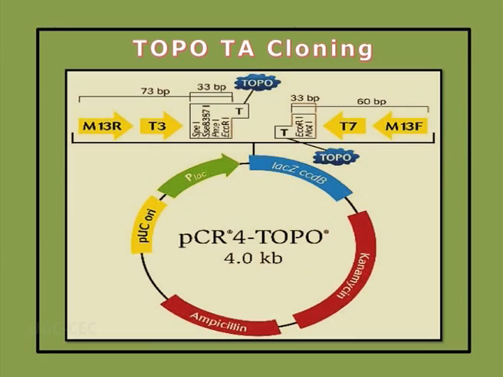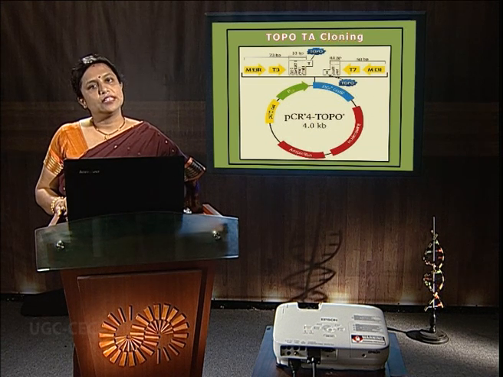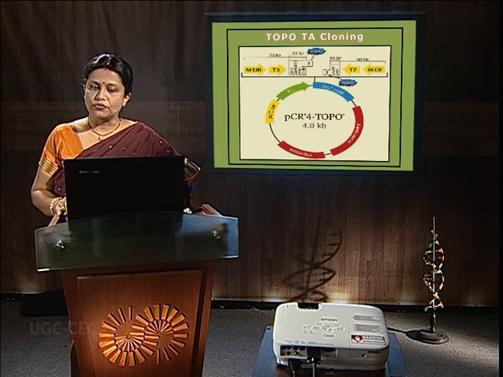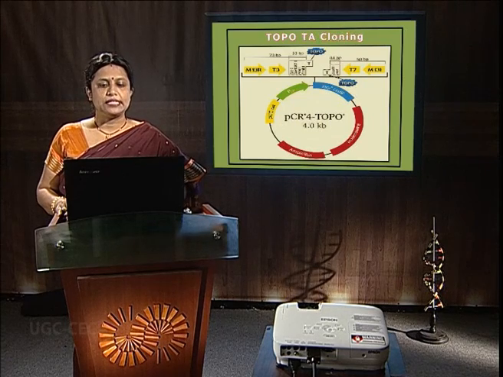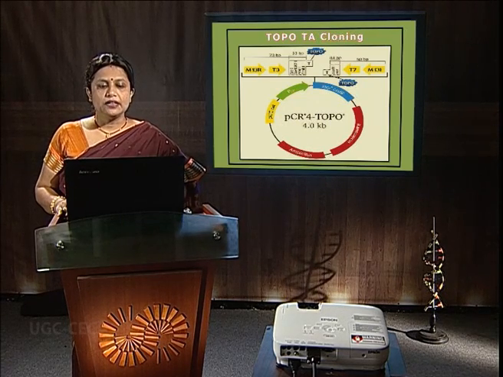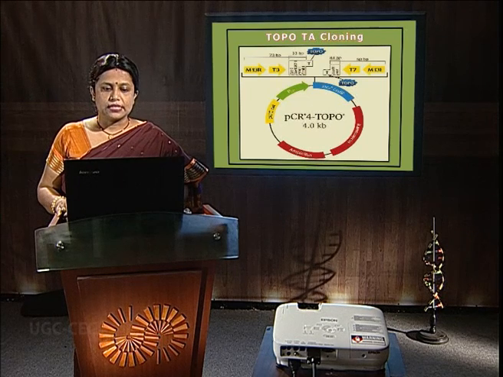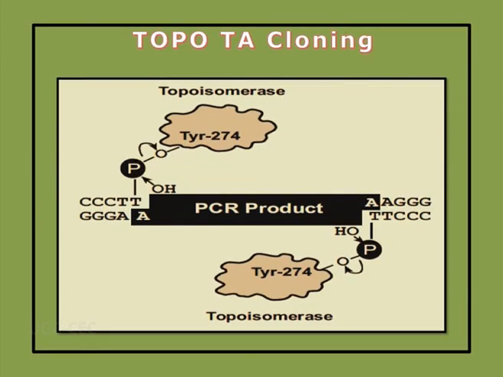Topo-TA cloning. This technology has gained real interest because herein we don't need the use of restriction endonucleases and ligases to carry on the restriction digestion and joining of DNA. What we need are topoisomerases. What do topoisomerases do? They recognize certain DNA sequences, namely CCCTT, and cleave the phosphodiester bond.